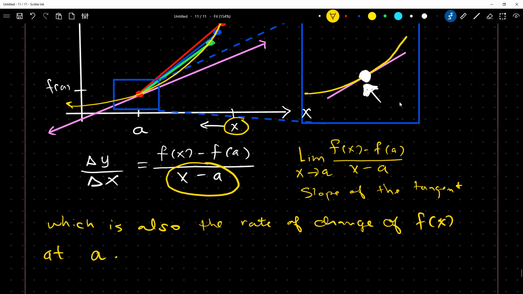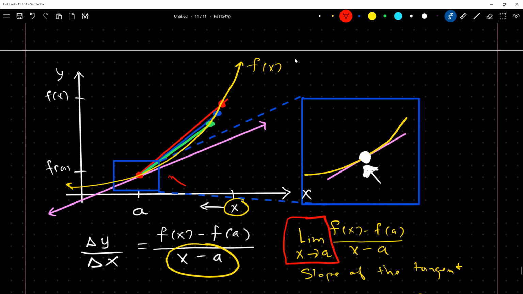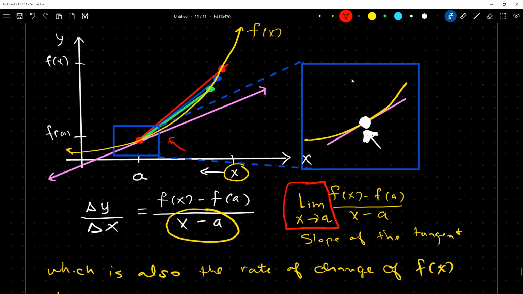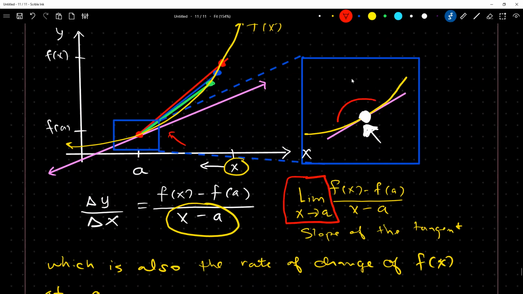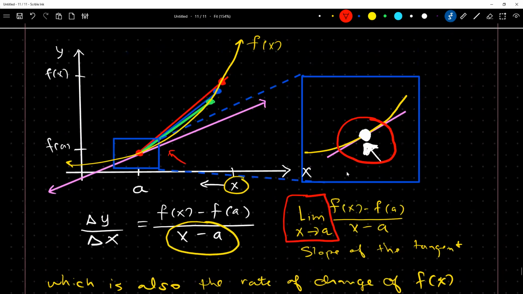So by using this operation, which we'll describe in great detail in the coming lessons, it lets this x value get infinitely close to this a without ever becoming a. And what that does is it allows us to create this tangent line whose slope we can find and whose slope is equal to the rate of change of the function at that point. Okay, and so now we have calculus.